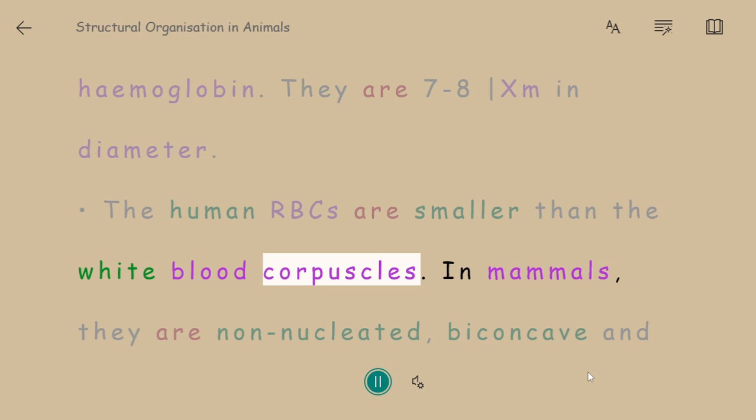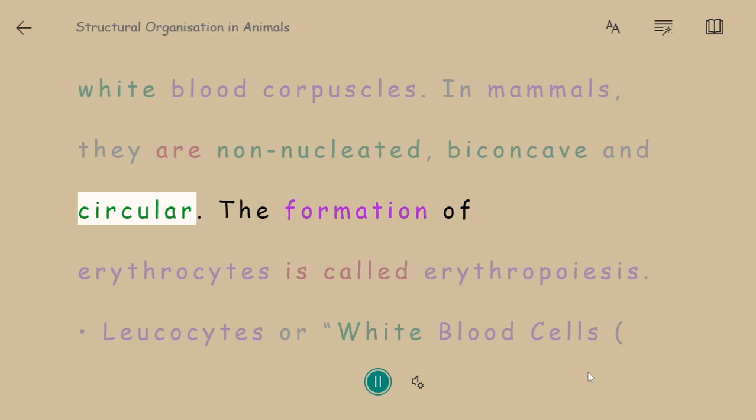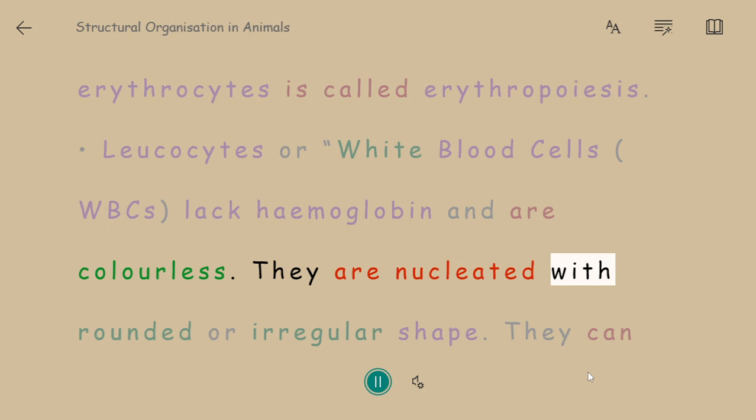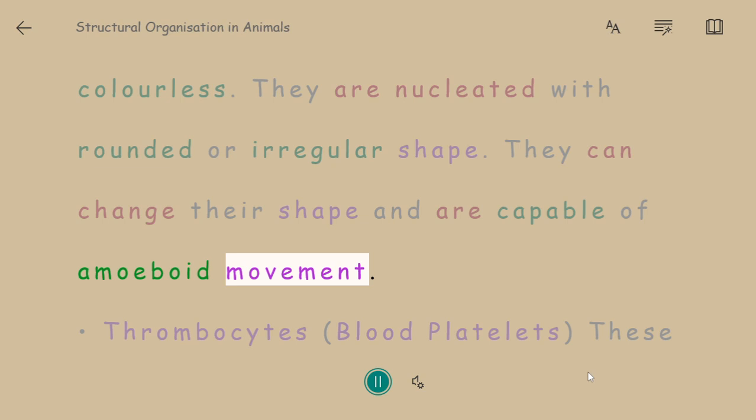In mammals, they are non-nucleated, biconcave and circular. The formation of erythrocytes is called erythropoiesis. Leukocytes or white blood cells, WBCs, lack hemoglobin and are colorless. They are nucleated with rounded or irregular shape. They can change their shape and are capable of amoeboid movement.